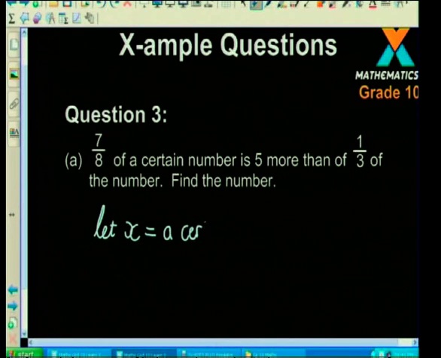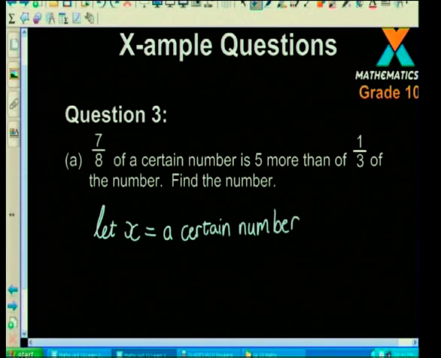Where did I get that from? I got it directly from the question. It talks about a certain number. And also it says find the number. So that's how I know that the number must equal x.